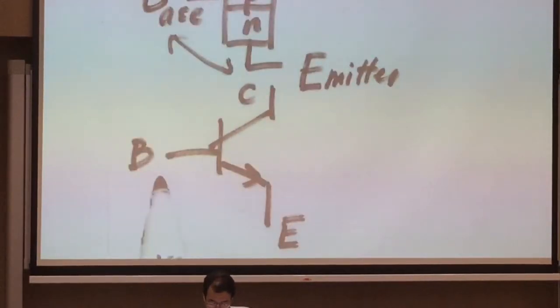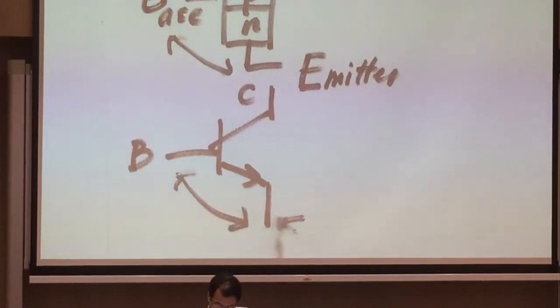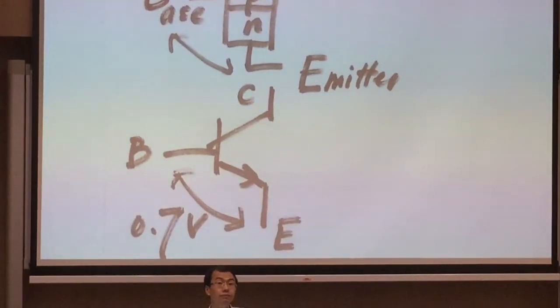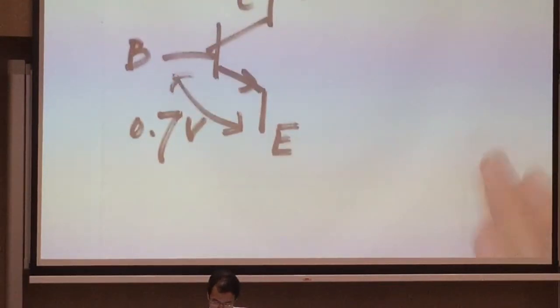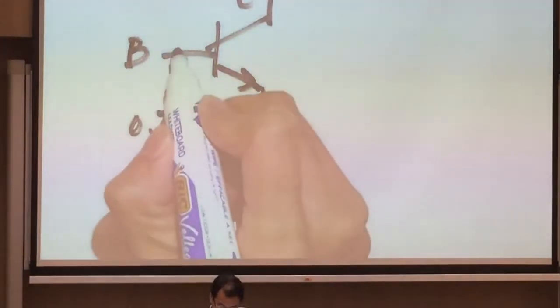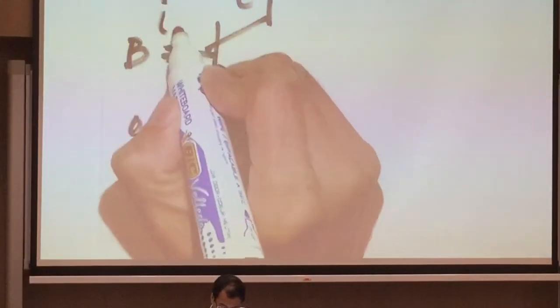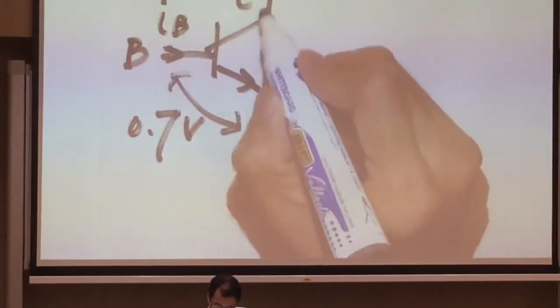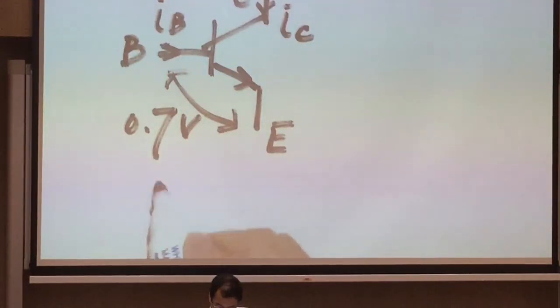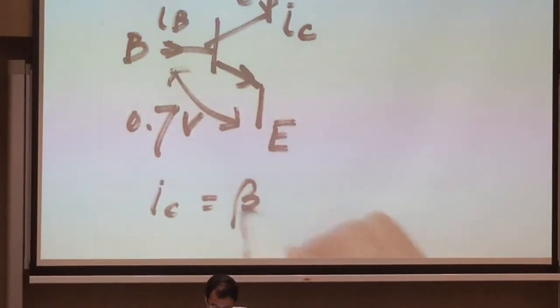Okay. So if you look at your base and emitter, this actually is a diode, and you need about 0.7 volts to turn on this junction. And if you look at the current, you will have this. The current here is what we call the base current, IB. The current here we call the collector current, IC. So you have roughly this kind of relationship, which is beta IB.